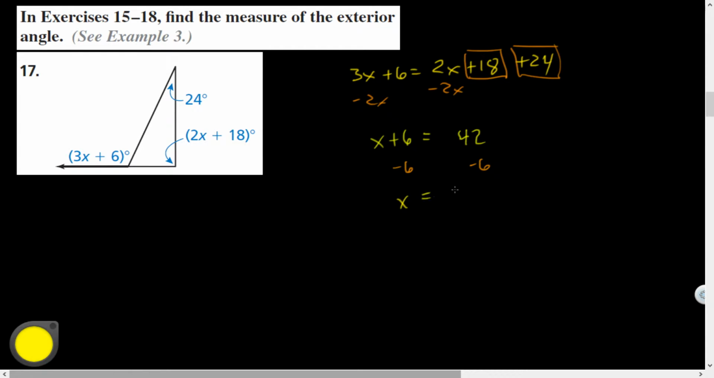And I'll have x equals 37. But they asked me for the measure of the exterior angle. So that means 3 times 36 plus 6 is what we've got to do, right, Lauren? So 3 times 30 is 90, plus 3 times 6 is 18. So that's 108. I don't know why I've got that extra parenthesis there, just for fun. Let's see, 108 plus 6 is 114. You guys agree? All right, cool.